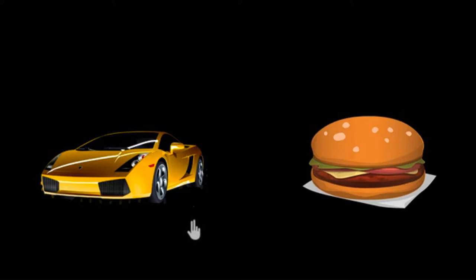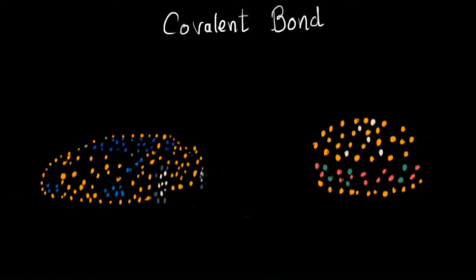There are so many awesome things around us, and all of these are made up of atoms. But have you ever wondered what makes these tiny atoms stick together in this shape? Well, that happens because of different kinds of chemical bonds between these atoms. And today we are going to talk about one of them, covalent bond.